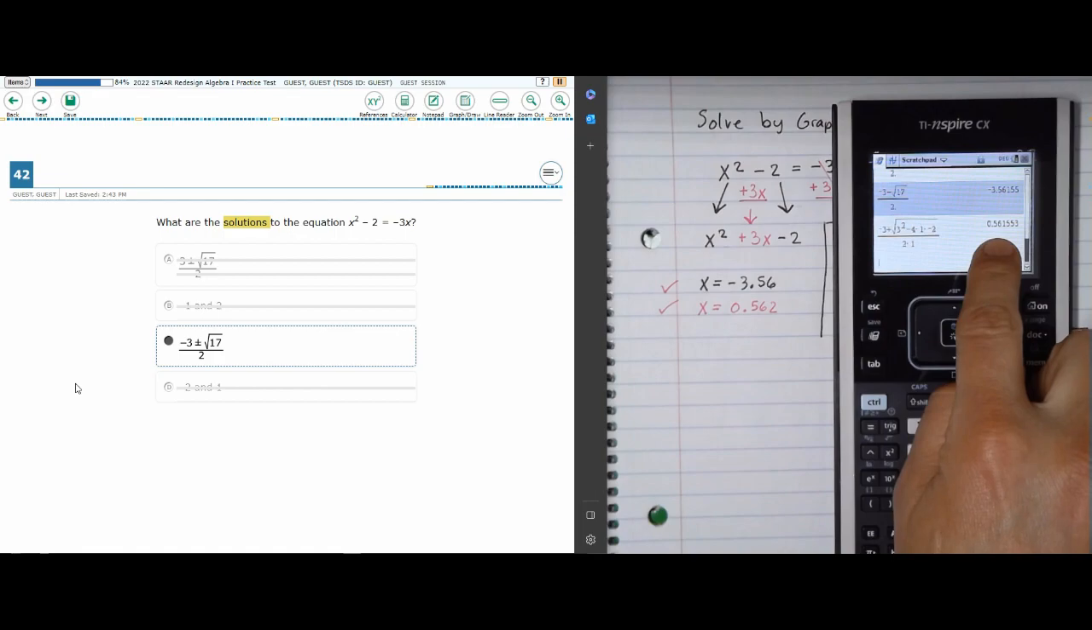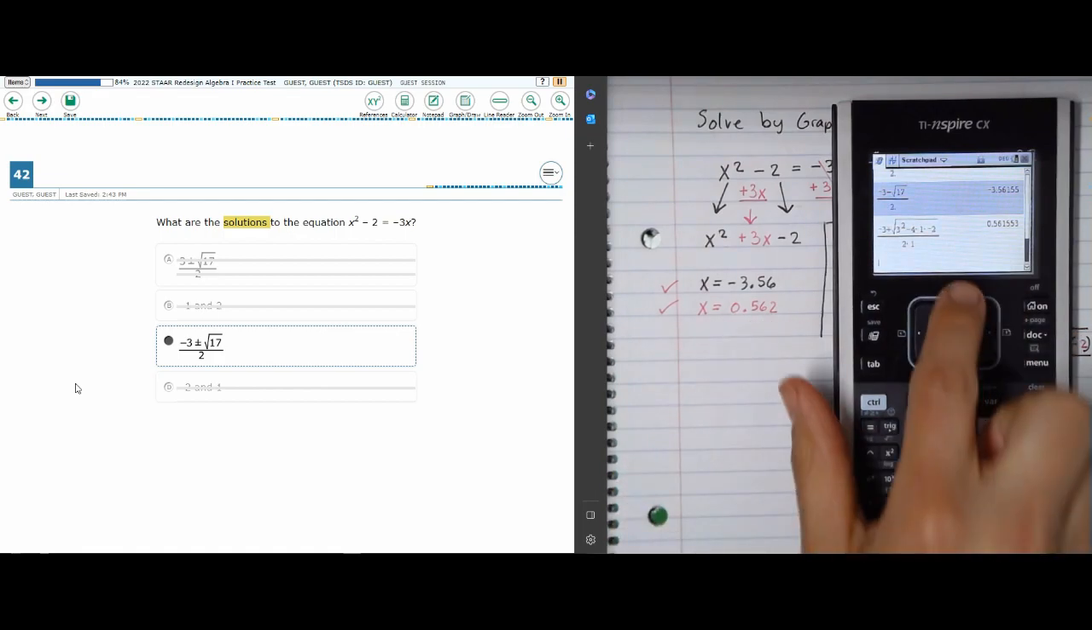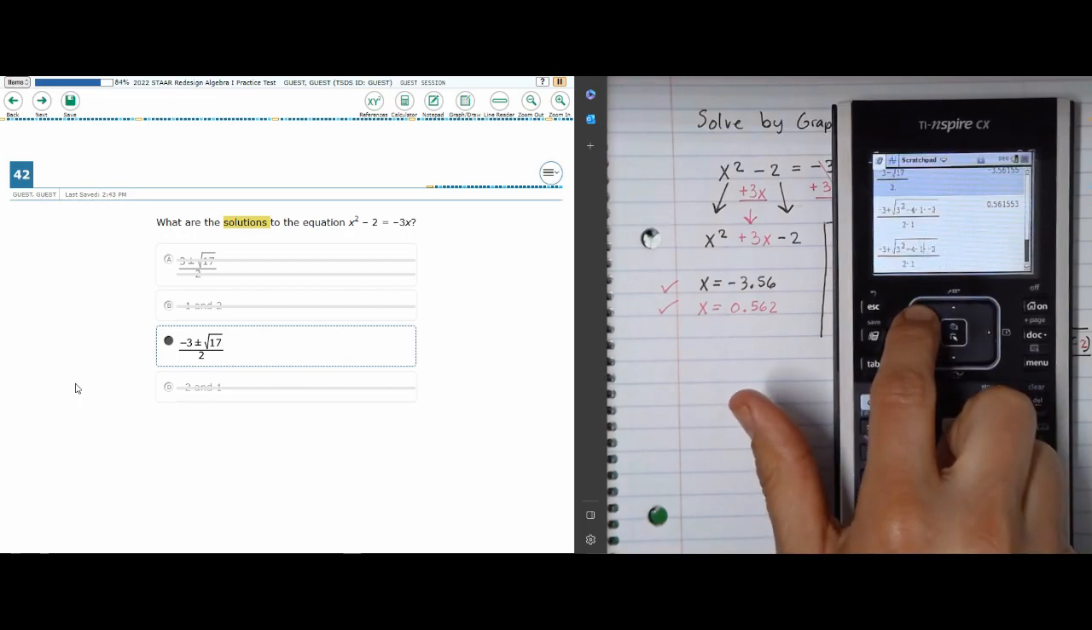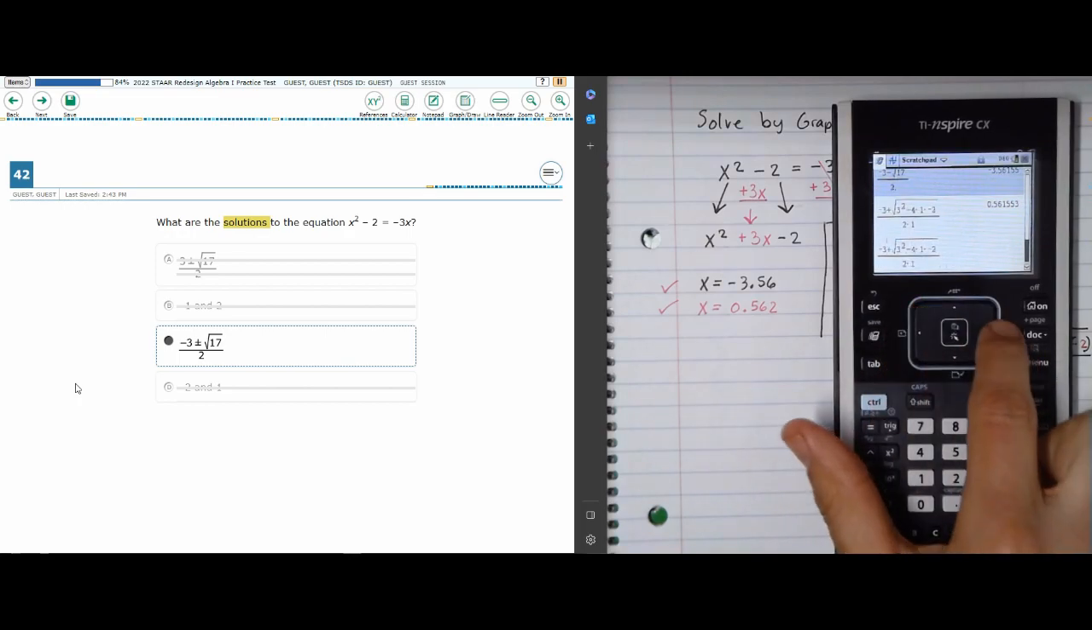And it still gave me the positive 0.562. Then I could go back up to it, highlight it, hit enter, bring it back down, and I can go and change this plus sign into a minus sign.